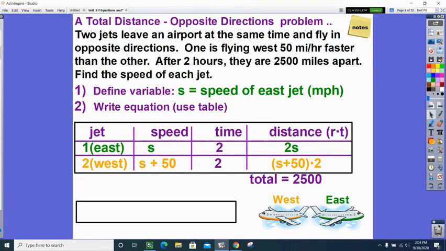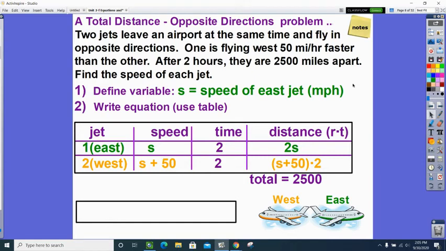Did they fly the same distance? If one of them is going faster than the other and they flew for the same amount of time, are they going to cover the same distance? And the answer is a big no. The one that is flying faster is going to cover more distance. So we do not set these equal to each other.